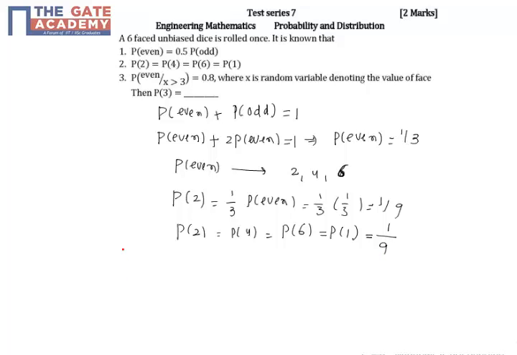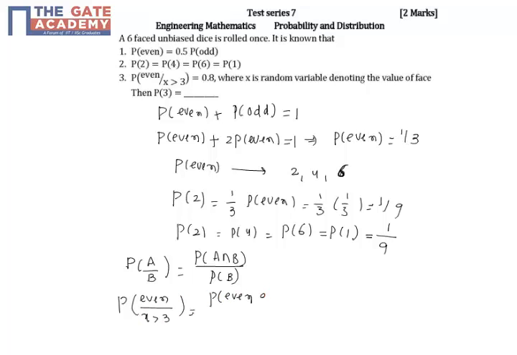And he has given one more condition, that is P of even given x greater than 3. So this is something like P of A given B. Whenever I have P of A given B, this is nothing but P of A intersection B divided by P of B. In the similar pattern, P of even given x greater than 3 is equal to P of even and x greater than 3 divided by P of x greater than 3, which is equal to 0.8.